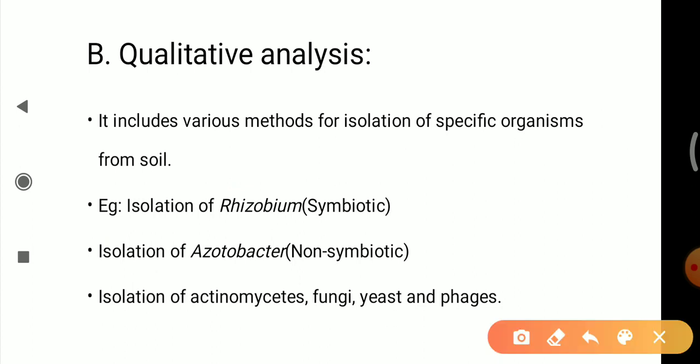B is qualitative analysis. It includes various methods for isolation of specific organisms from soil. For example, isolation of Rhizobium. It is a symbiotic organism, having a symbiotic association with leguminous plants for nitrogen fixation. Isolation of Azotobacter, which is a non-symbiotic organism. Isolation of actinomycetes, fungi, yeast and phages.